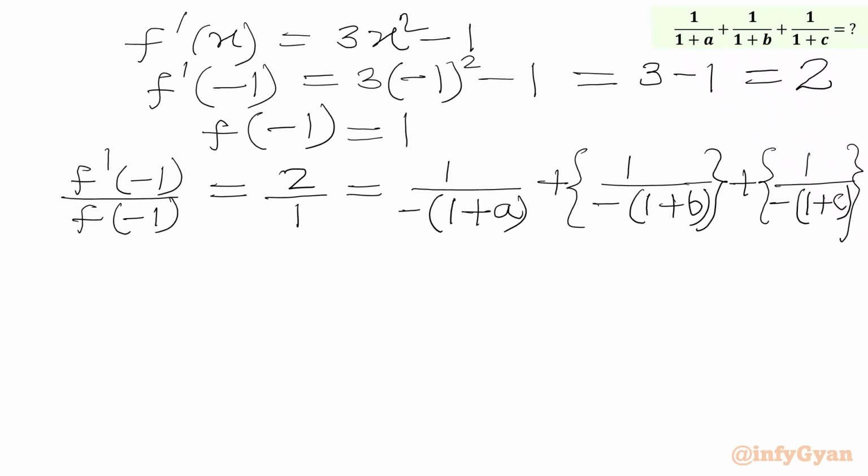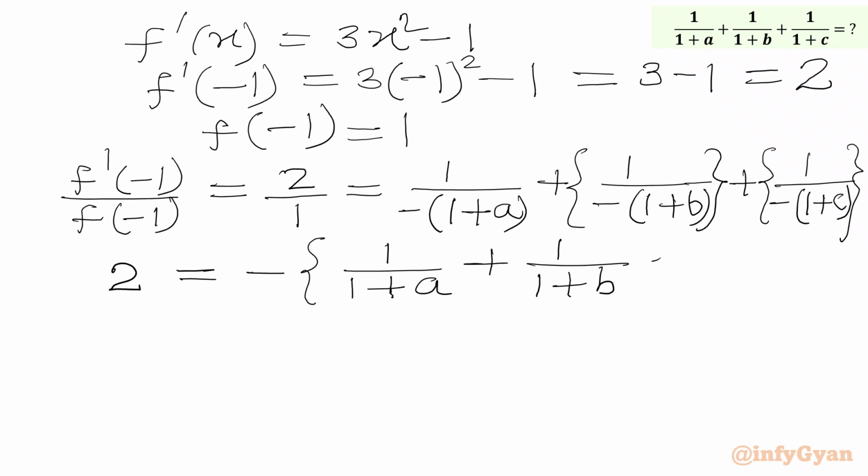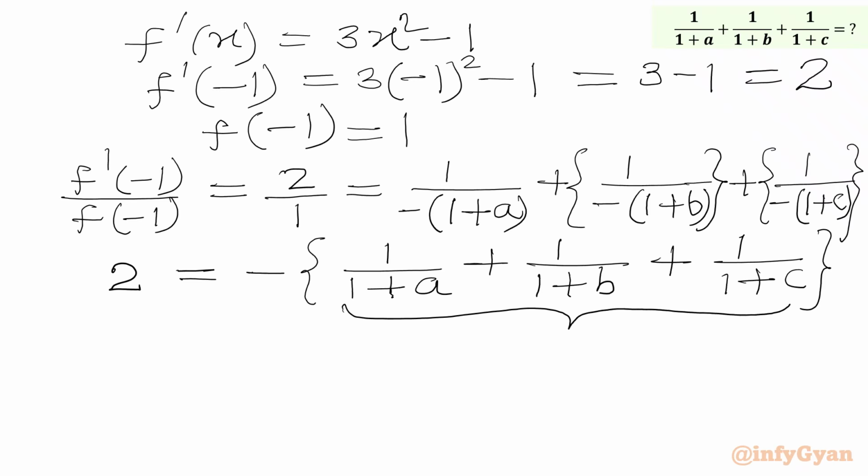Now we can take minus common from RHS overall. So left hand side would be 2. In RHS we will take minus common out. So in the bracket we can write 1 over 1 plus a plus 1 over 1 plus b plus 1 over 1 plus c. And this curly bracket is our required expression E. So I can write minus E equal to 2.